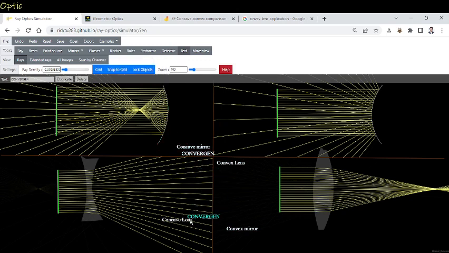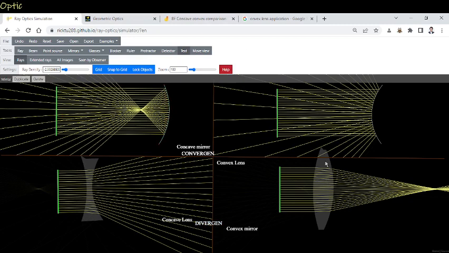Their characteristic is divergent. Diverge means it makes the light spread out. Okay, so the concave mirror and convex lens have similar characteristics. Let's compare these.